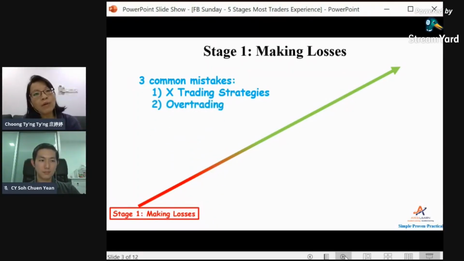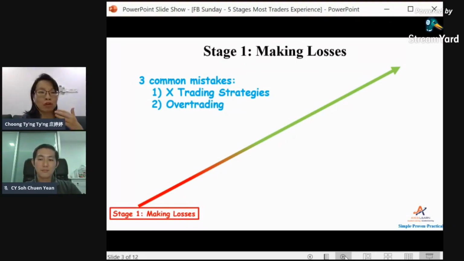Now, the second common mistake is overtrading. What does overtrading mean? Meaning you trade too much. For example, in the futures trading environment, many of you overstretch your margin. Currently for FKL, the margin is 4,200, but you are trading 2 contracts. So this is definitely a no-no. You overtrade, and most of the time you get a margin call.